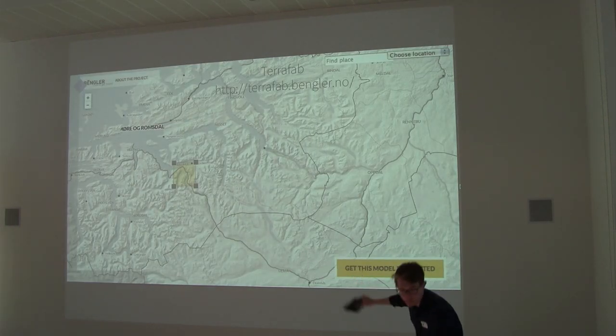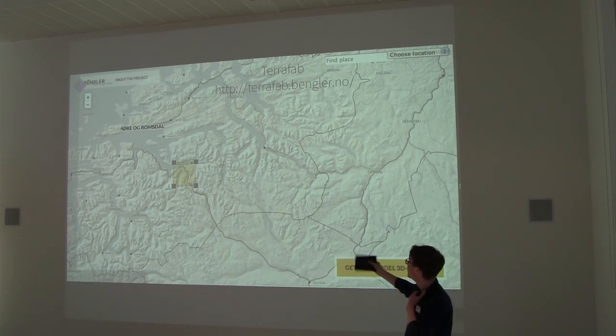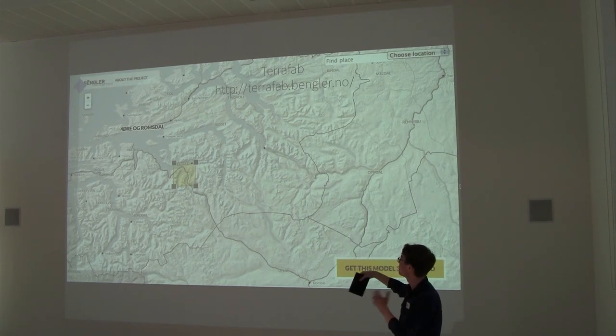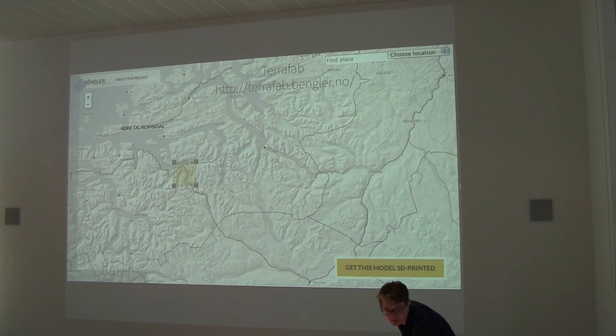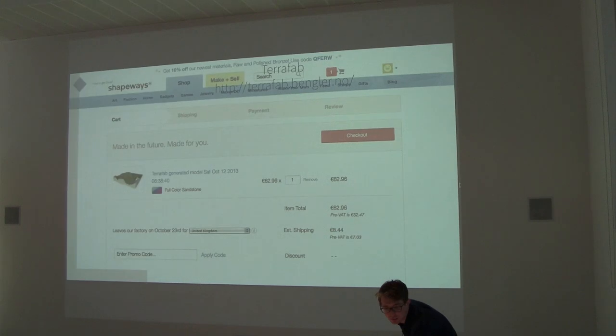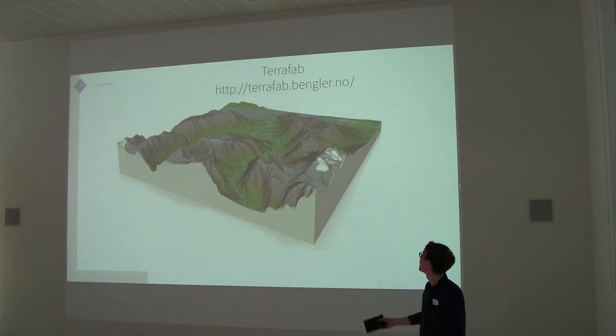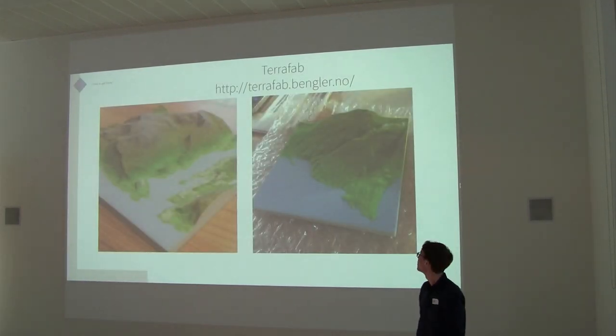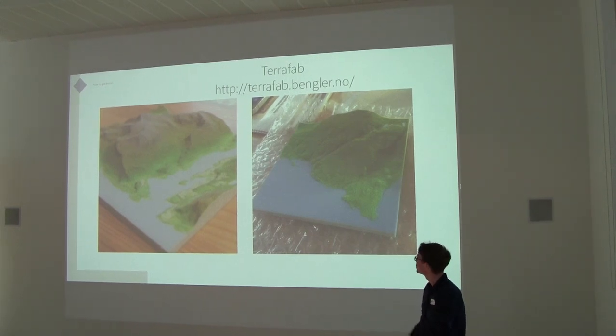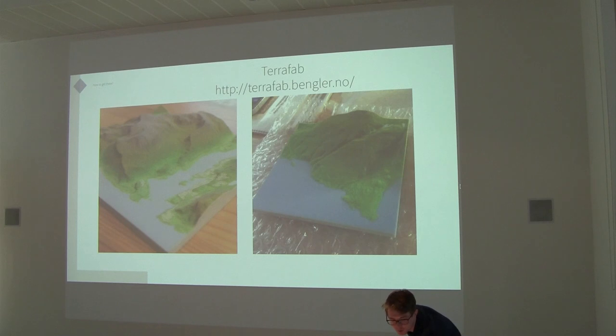So this is TerraFab. It's a service developed by Bangalore. I'm not sure who Bangalore are, but you can download terrain data from the open data that the Norwegian government or the Norwegian mapping organisation have released. You can go to this website that's listed above, and you can select an area of map, and it will upload it to Shapeways, and you can buy it, and it will colour it and everything. So that's a couple of fjords somewhere in Norway which you can buy a model of, and eventually these things get shipped to you, and they look a bit like that. That's quite cool. Very cheap and easy way to get a terrain model.